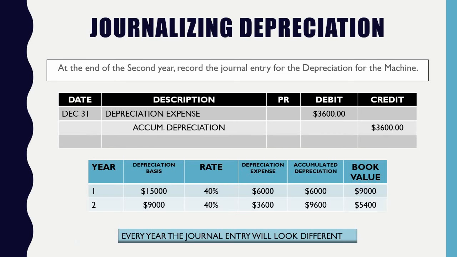Same thing's going to go for year 2. But one thing that you need to know is that every year that you do your depreciation journal, it will be different because of the depreciation basis, because you're always looking at your book value. So in this case, it will always look different. The account's going to stay the same. The numbers are going to look different. Okay?